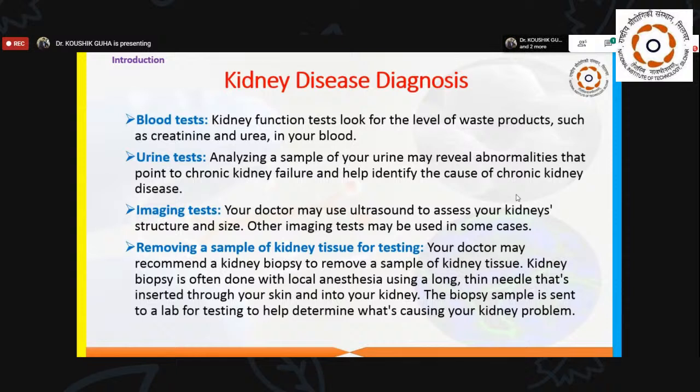Then imaging tests are also there. Your doctor may use ultrasound to assess your kidney's structure and size. Other imaging tests may be used in some cases, such as CT scans. With nowadays good medical imaging and artificial intelligence techniques, doctors take help of this type of test for detection of diseases. Then removing a sample of kidney tissue for testing is also one kind of test to detect kidney failure.